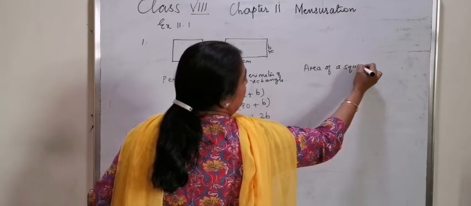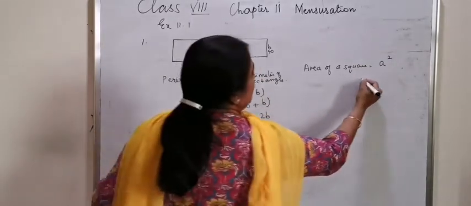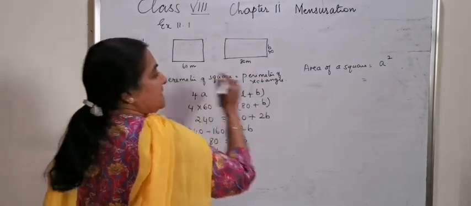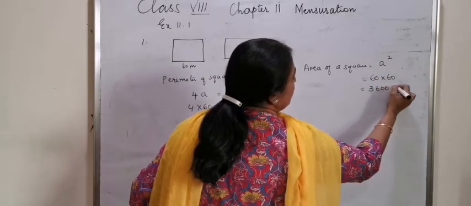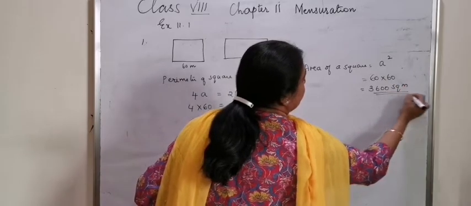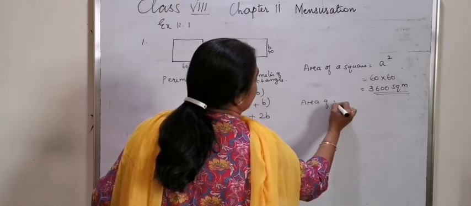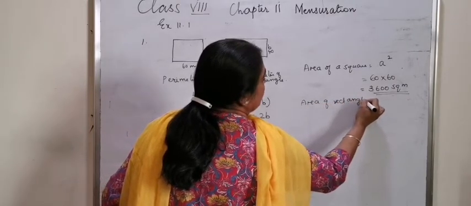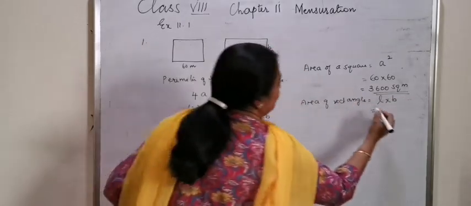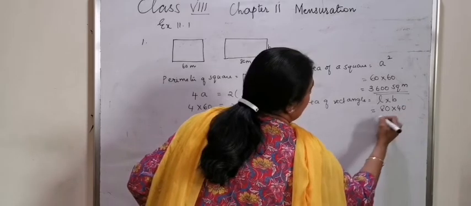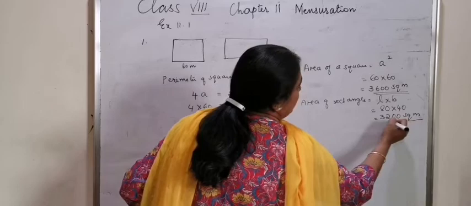Area of a square is equal to side square, or a square, which is the same as 60 into 60, or 3600 square meter. Same way, what will be the area of the rectangle? Area of a rectangle is length into breadth, which is equal to 80 into 40. 8 fours are 32, 3200 square meter.